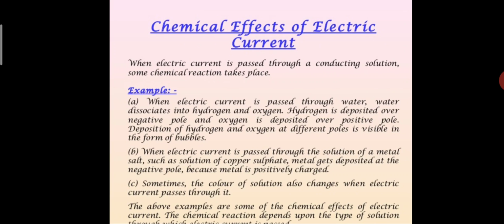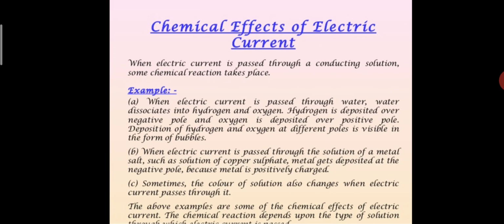Now, chemical effects of electric current. Students, from here our chapter is going to start. Till here we had to know all the basic terms related to electric current. We all know what current is: the movement of electrons is current. What is an electric circuit? The path in which electric current flows is our electric circuit.